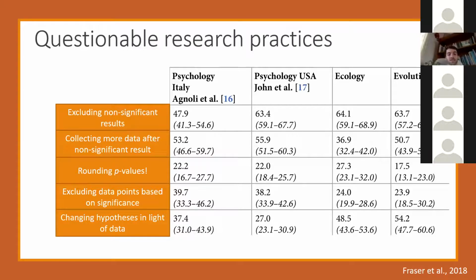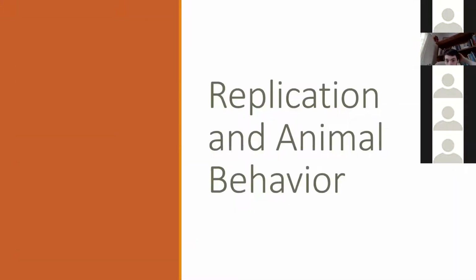And changing hypotheses in light of data. So this will give you a false positive rate of 100% if you just make your hypothesis what your data shows you. And again, that's kind of difficult and kind of prevalent. So now to move into animal behavior research. So I've given you some evidence from social psychology, from general research practices, and some surveys, but that doesn't really tell us what's going on in animal behavior.